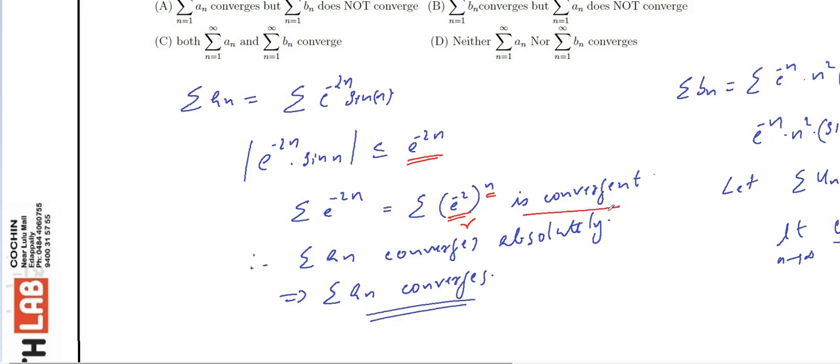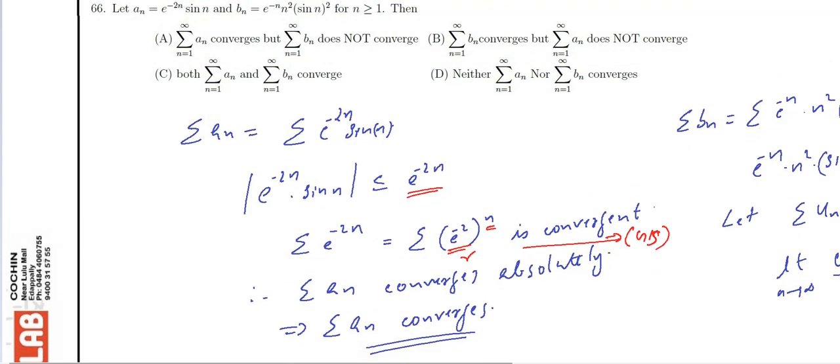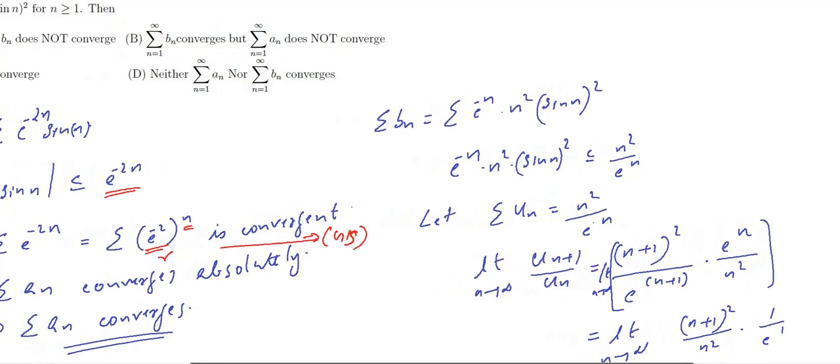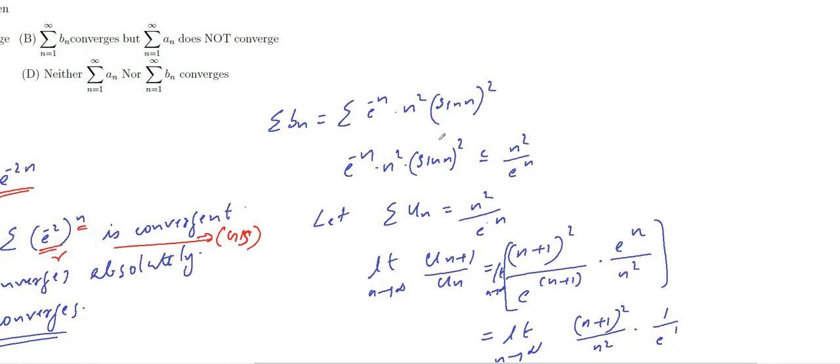So this is a geometric series, and that is convergent. Therefore this is convergent, so it's absolutely convergent. The absolute series is convergent by the direct comparison test. So the series converges absolutely, in the sense that the series converges. So sigma an converges.